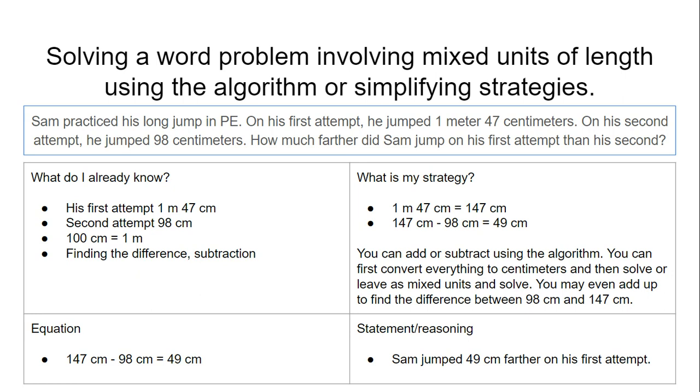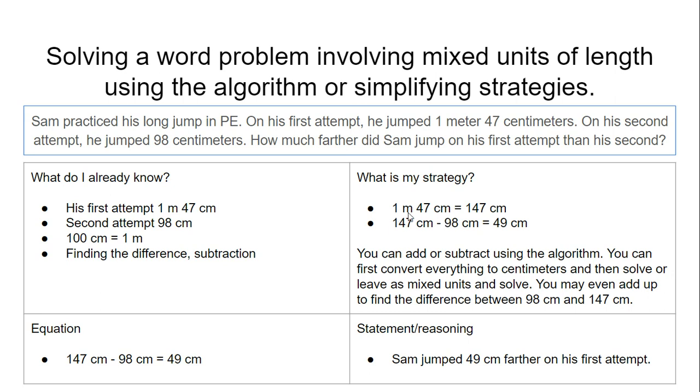So I've set up our foursquare so I can place in the things that I already know. I already know that his first attempt was 1 meter, 47 centimeters. His second attempt is 98 centimeters. I know that 100 centimeters is equal to 1 meter. I know that I'm finding the difference, so I could use subtraction as my strategy. So over here in my strategy, I've shown that I'm going to convert to centimeters because 98 centimeters is what I'm subtracting off.